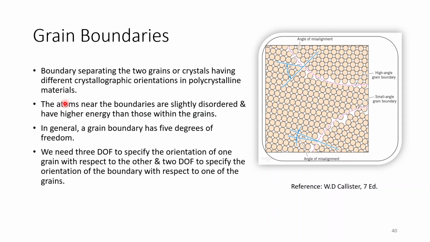The atoms near the boundaries are slightly disordered and have higher energy than those within the grains. The atoms sitting near the grain boundary deviate from the equilibrium distance for atoms, so that's why they have higher energy. In general, a grain boundary has 5 degrees of freedom, and as this angle keeps on increasing, the energy of the grain boundary will also increase.